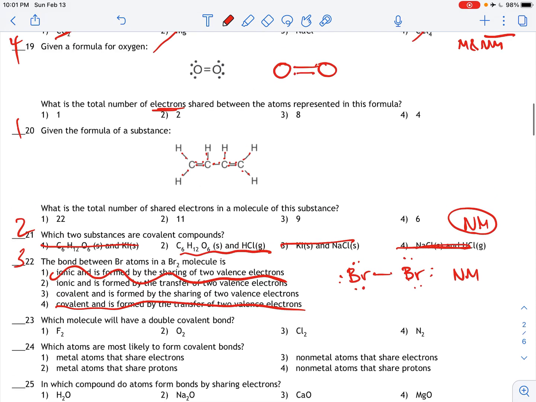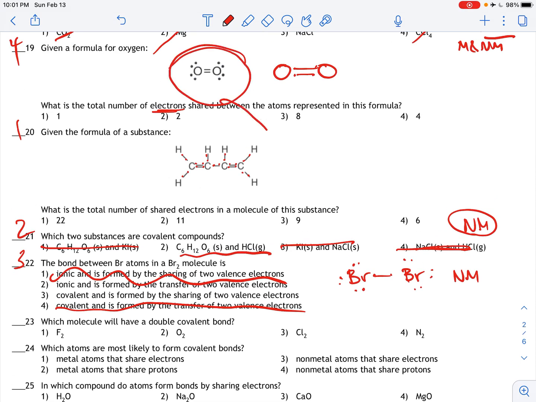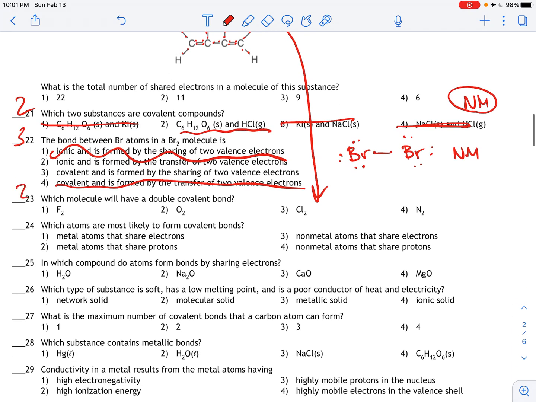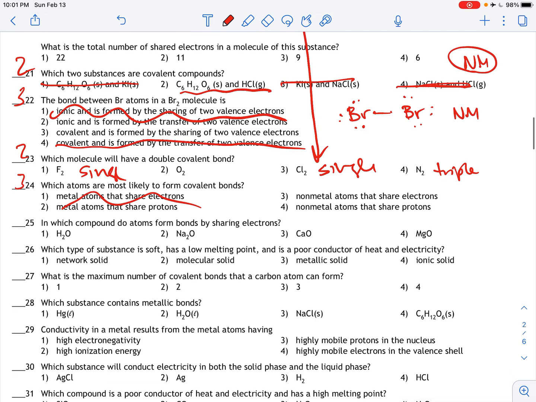Oxygen, the picture is here. So oxygen is the double bond. Single, triple, single. Which atoms are most likely to form covalent bonds? Those are going to be nonmetals only that share electrons, not sharing protons. Which one do we have that share electrons? This is covalent, which is 2 nonmetals.